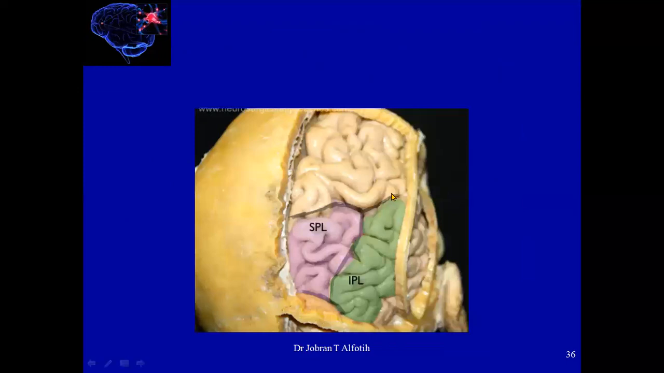As we see here, this is the pre- or post-central sulcus. Here is the intraparietal sulcus. Here is the meeting point of these two sulci. Here is the superior parietal lobule. Here is the inferior parietal lobule. Here is the transverse occipital sulcus.